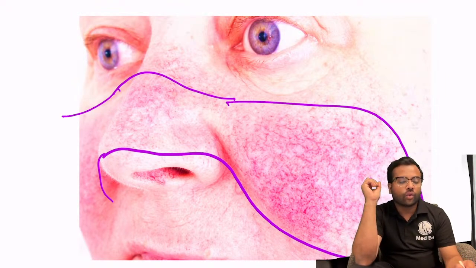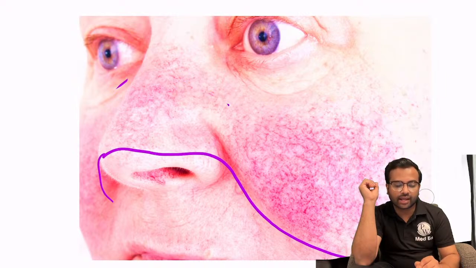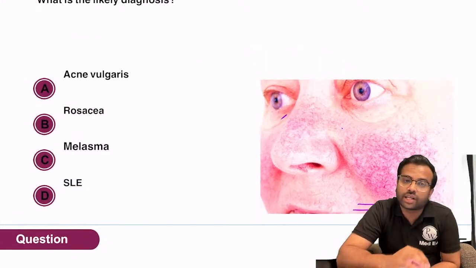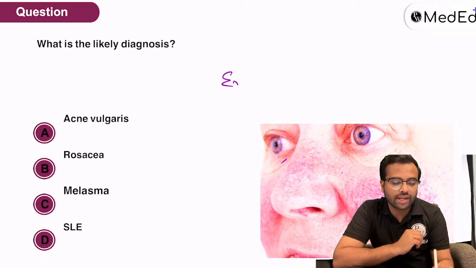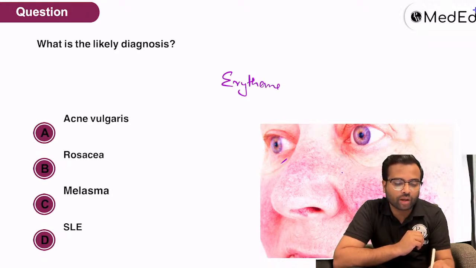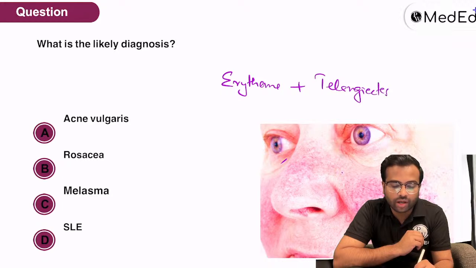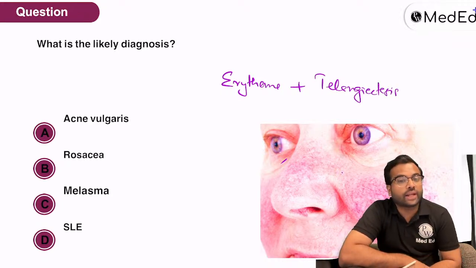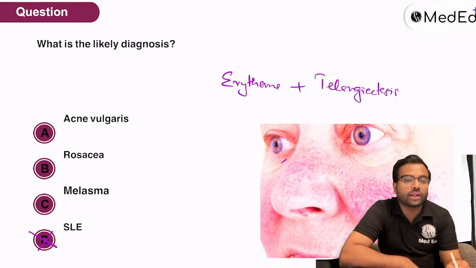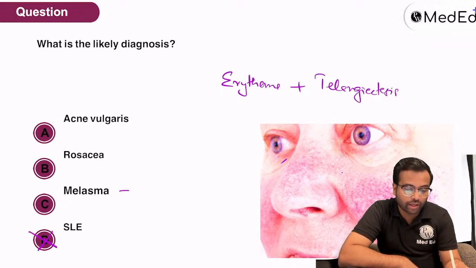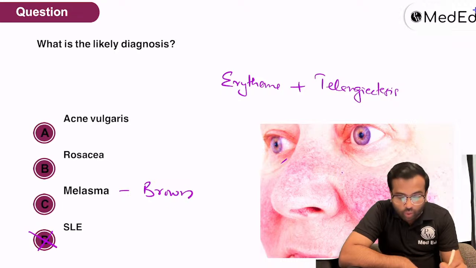Now here, what I can very clearly see is there are dilated blood vessels as well. These dilated blood vessels are called telangiectasia. So what should be the diagnosis here? Since I can see erythema plus telangiectasia, did you learn that there is telangiectasia in SLE? No. In melasma, what should be the color of the skin? In melasma, the skin should have been brown in color.